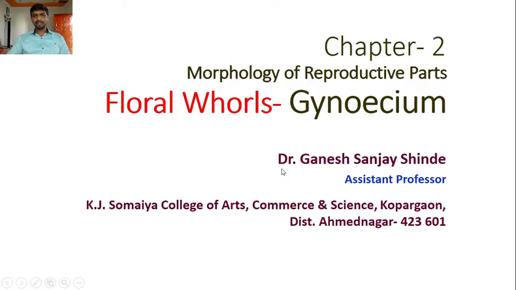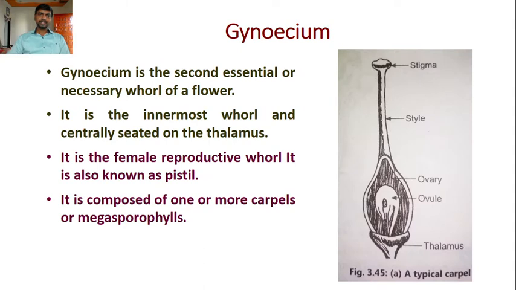So in this way we finish the third floral whorl, that is the androecium. Now we are going to start the fourth essential whorl of the flower, which we call the gynoecium. It is the female reproductive part of the flower, while the androecium is the male reproductive part. Gynoecium is the second essential whorl of a flower. So there are two essential whorls found in the flower: one is the androecium, another is the gynoecium. Androecium is the male reproductive organ, while gynoecium is the female reproductive organ.